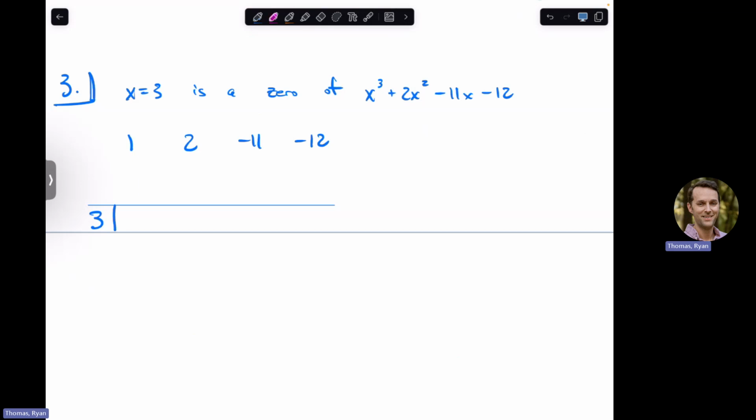So just, kind of quickly, 1 times 3 is 3, plus 2 is 5, times 3 is 15, plus negative 11 is 4, times 3 is 12, leaves remainder 0.